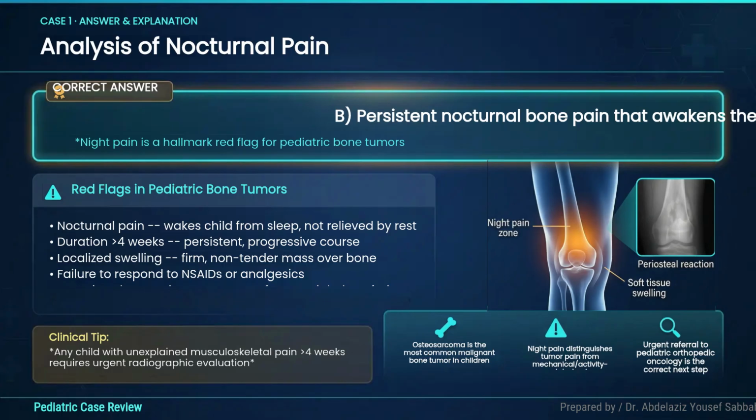The key red flags in pediatric bone tumors are nocturnal pain that wakes the child from sleep and is not relieved by rest, duration greater than 4 weeks with a persistent progressive course, localized swelling presenting as a firm non-tender mass over bone, failure to respond to nonsteroidal anti-inflammatory drugs or analgesics, and associated systemic symptoms such as fever, weight loss, and fatigue. Osteosarcoma is the most common malignant bone tumor in children. Night pain distinguishes tumor pain from mechanical or activity-related pain. Any child with unexplained musculoskeletal pain lasting more than 4 weeks requires urgent radiographic evaluation.